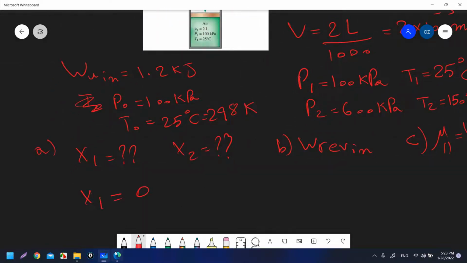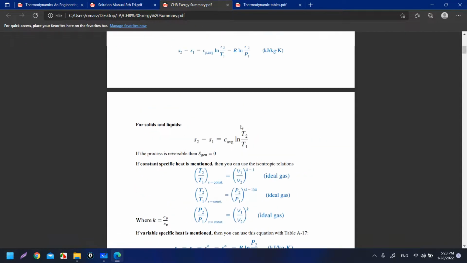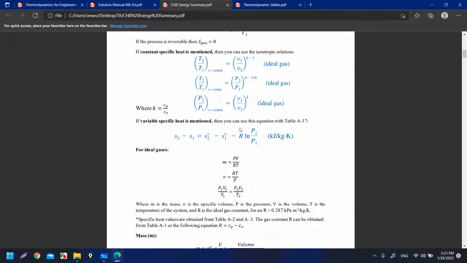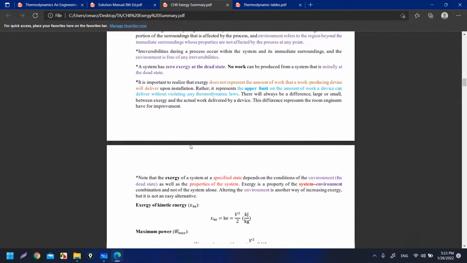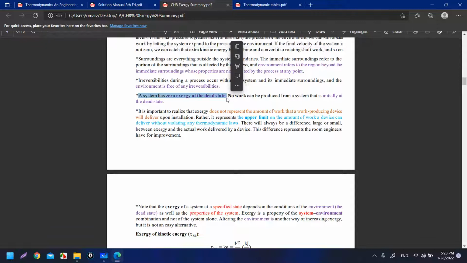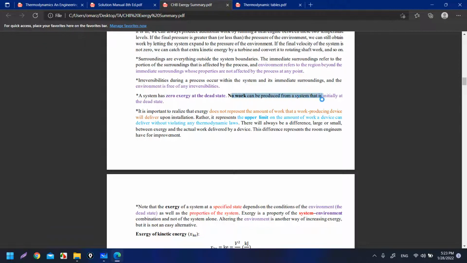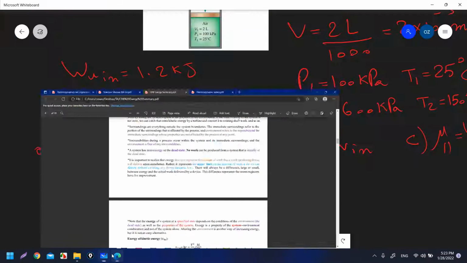Why? When the surrounding and the state have the same temperature and pressure, there is no exergy that can be produced, so the exergy will be equal to 0. A system has 0 exergy at the dead state. This is when the state of the system is the same as the state of the surrounding or the environment. No work can be produced from the system if it is initially at the dead state. Okay, so that is why x1 equals 0.